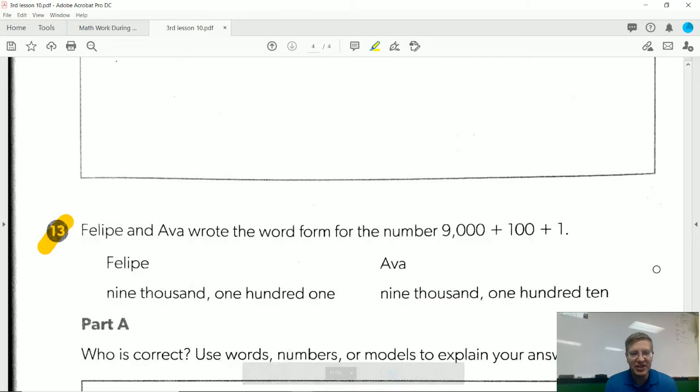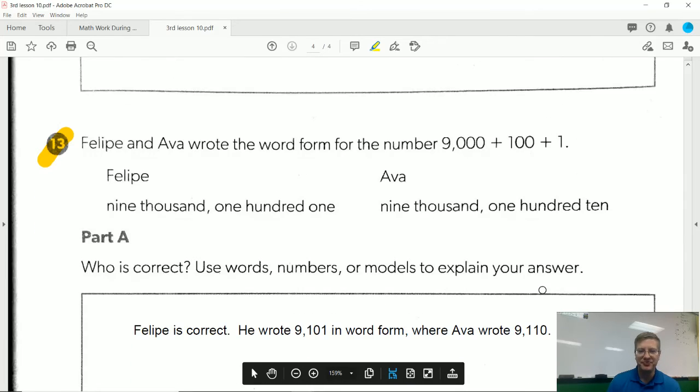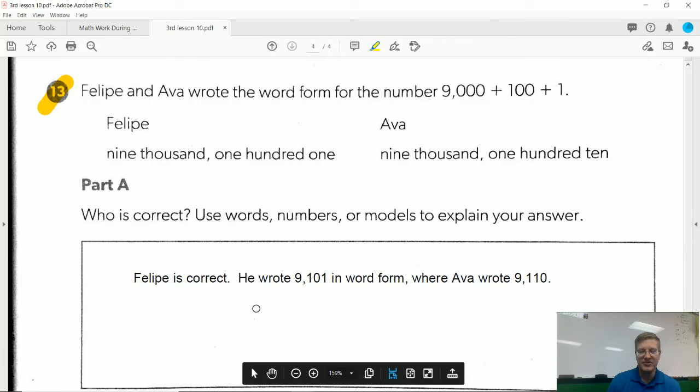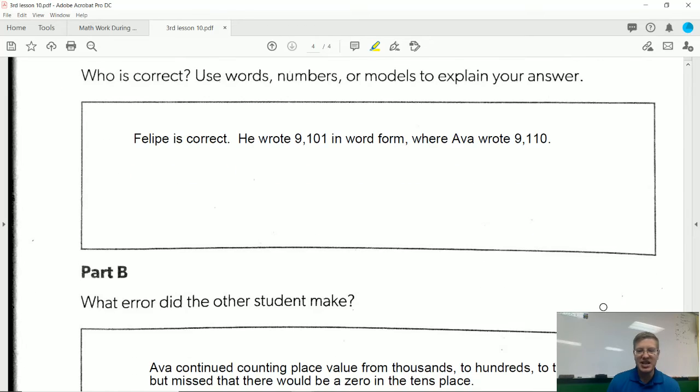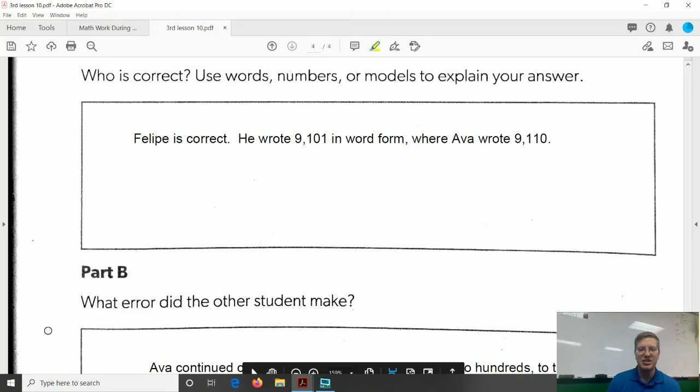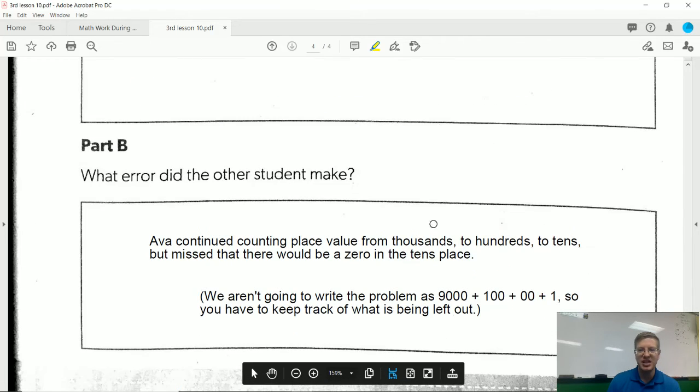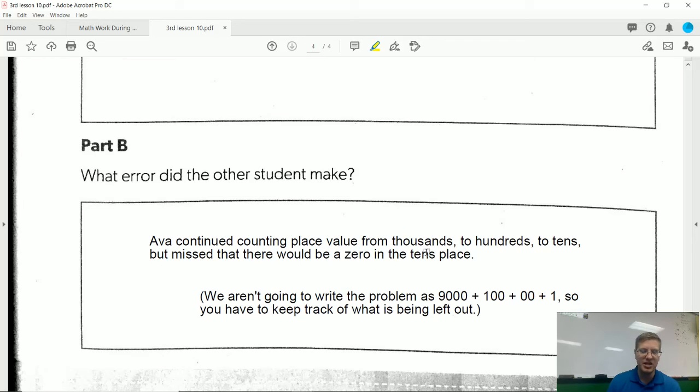Number 13, Philippe and Ava wrote the word form for the number 9,101. That is going to match what Philippe wrote. So if you want to pause that and take a look at that real quick. Otherwise, the mistake that Ava made was she was continuing using place value from thousands to hundreds to tens and missed that there would be a 0 in the tens place.